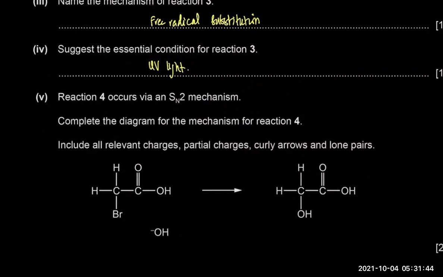Yes. Reaction 4 occurs via an SN2 mechanism. SN2 is a, how many steps? One step. Yes, one step. Complete the diagram for the mechanism, include everything. So what we have here is a delta positive carbon, delta minus bromine. We have this guy over here, right? And what it does is it sort of attacks.